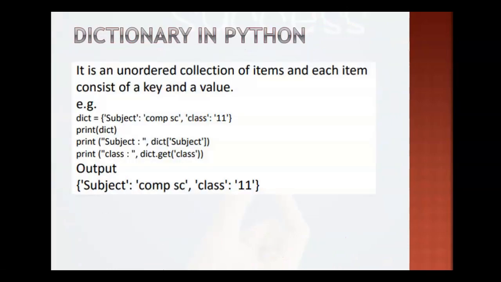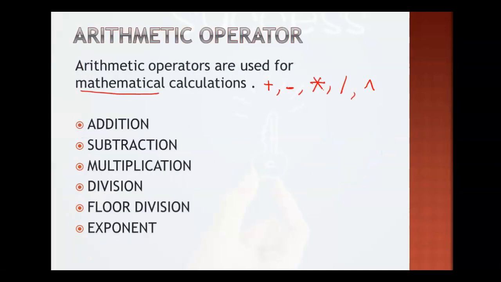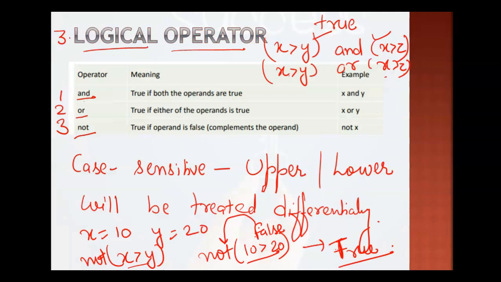We have the arithmetic operators, conditional, logical, bitwise, membership, and identity. But the basic operators are 3: arithmetic, conditional, and logical. And bitwise, membership, and identity we are going to cover in the next video. So I hope you are clear with all the 3 basic operators. Arithmetic operators are used for mathematical calculations. Conditional operators are used to check a condition, and they give you the result in the form of true or false. And logical operators help you to merge conditions, and this will also give you the result in the form of true or false, right?